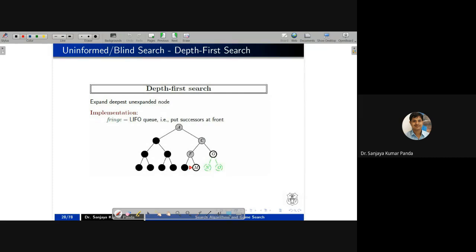In a similar fashion, if L and M are not your goal node, you will go to G, expand G, you will get N and O. Check whether N is your goal node or not, or O is your goal node or not. Like that, this process continues in depth first search.